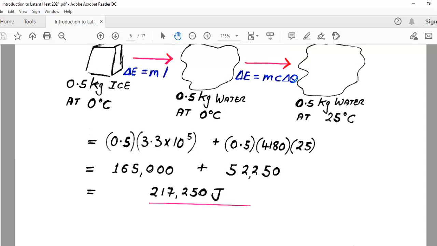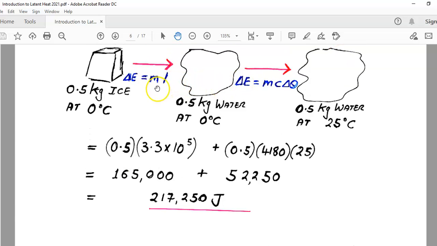Well, what I did was very simple. Always start off with your formula, so I've written my formulas there. The energy needed to cause the change of state is the mass of the ice multiplied by its specific latent heat of fusion of ice.